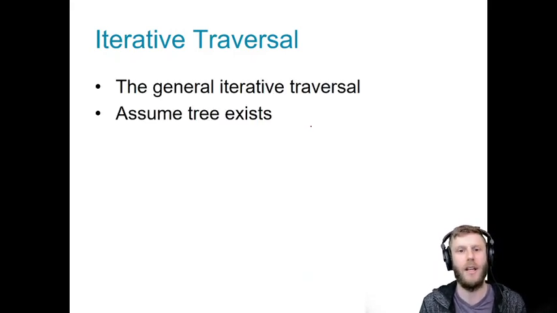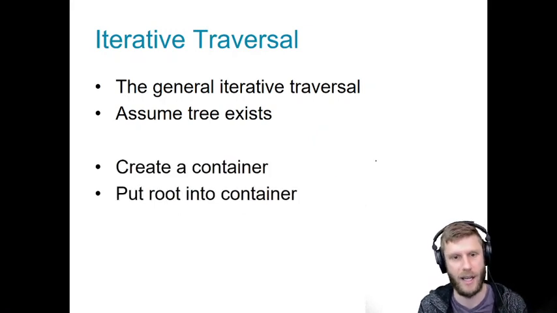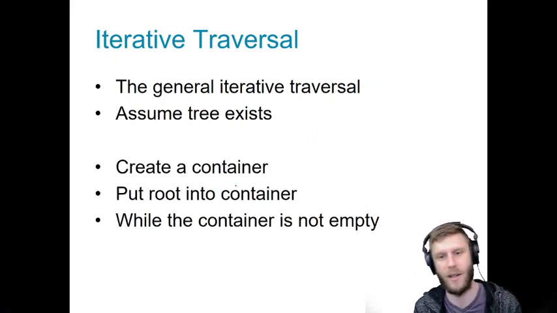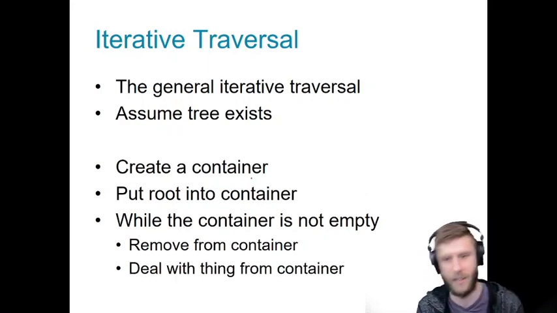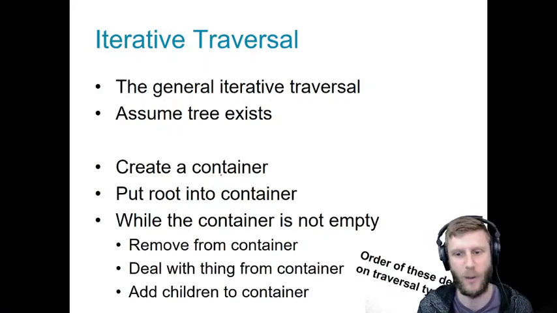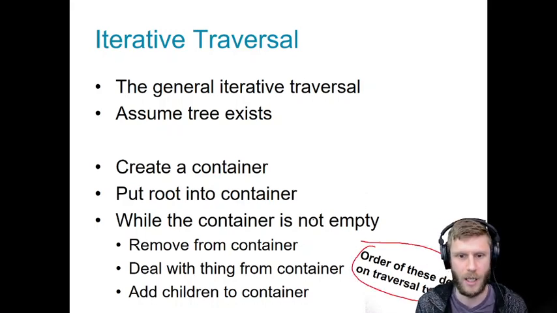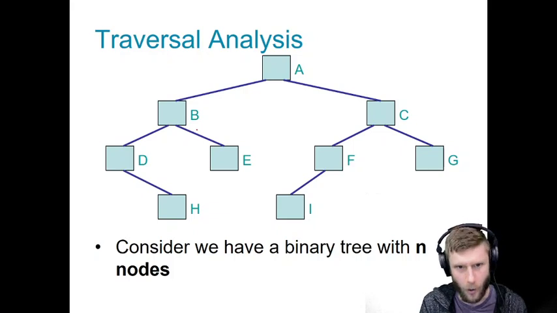Well, we just spoiled that. So the generative iterative traversal is: assume a tree exists, create a container, put root in the container. While the container's not empty, remove from the container, deal with the thing, add children, and so on and so on and so on. Like we just saw. And order these depending on the type of traversal we want.